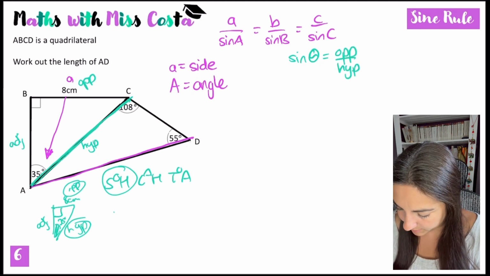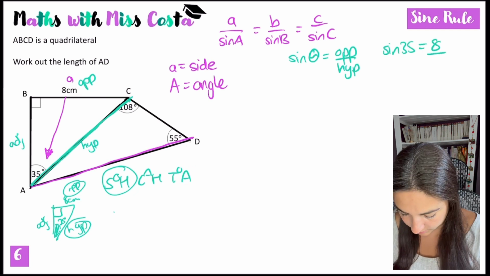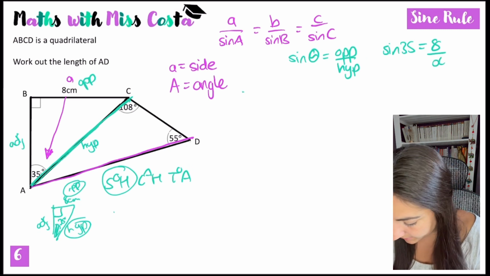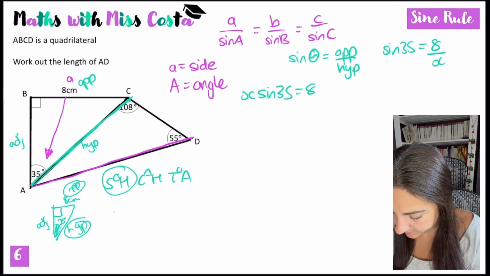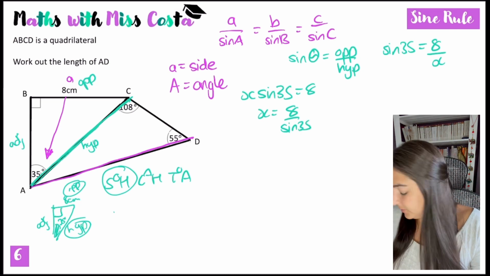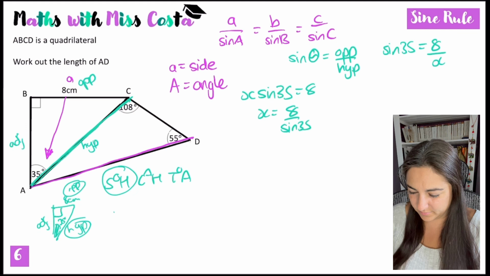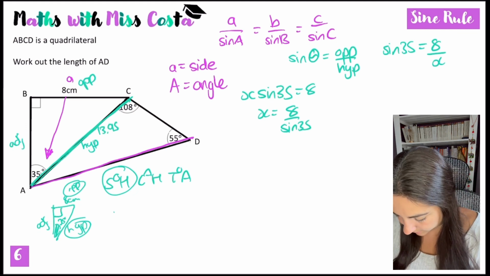So what information have we been given? Sine 35 is opposite, which is 8, over the hypotenuse, which is x. Let's rearrange that. x sine 35 is 8, so x would be 8 over sine 35. So let's do that. 8 over sine 35 is 13.95, rounded. So x is 13.95.